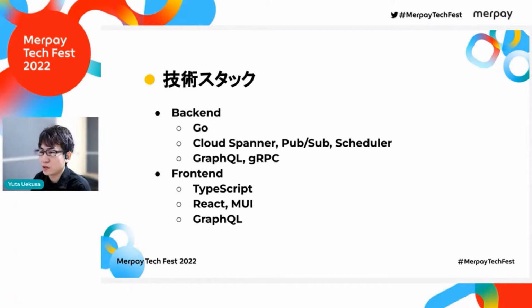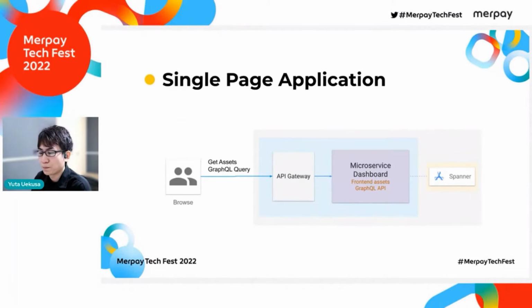Next is the architecture of the microservice dashboard, which is a single-page application. To reduce operational cost, Go servers deliver front-end build files. Authentication for the web app uses Google OAuth, which allows any employee account to log in.